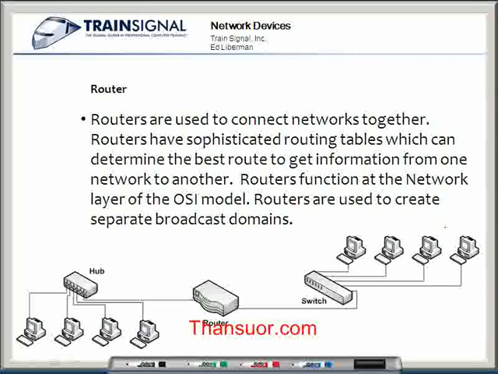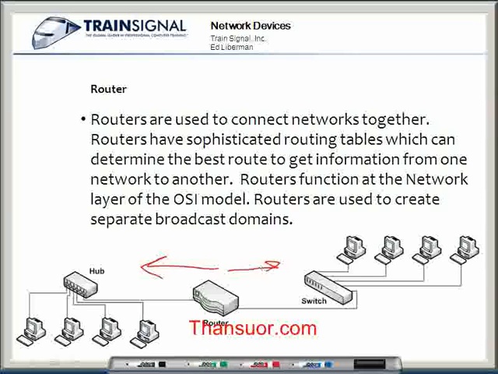Routers are used to connect networks together, right? We learned that when we learned about subnetting. Routers will connect different networks together. Routers, unlike bridges and switches, have sophisticated routing tables which can determine the best route to get information from one network to another. And what I mean by that is that if we have a network that has multiple routers and many different networks, the router is capable of doing more than just routing between one side or the other.